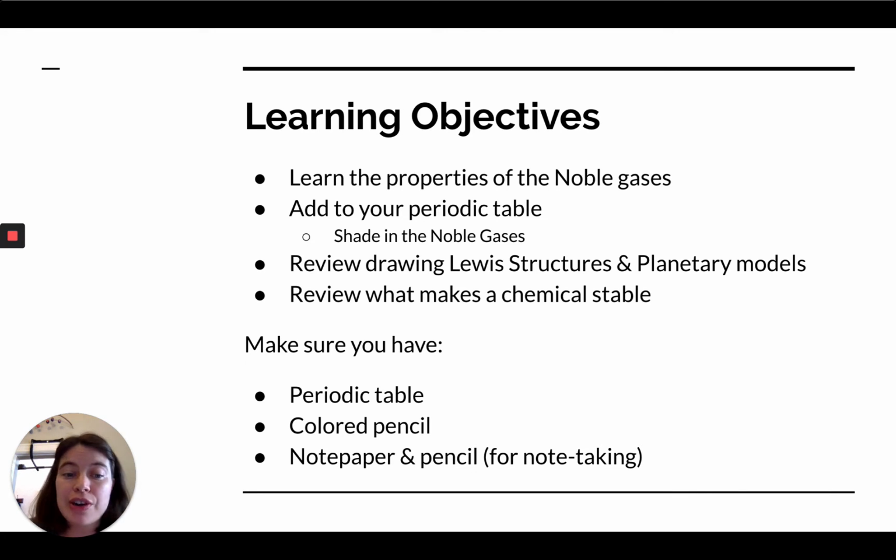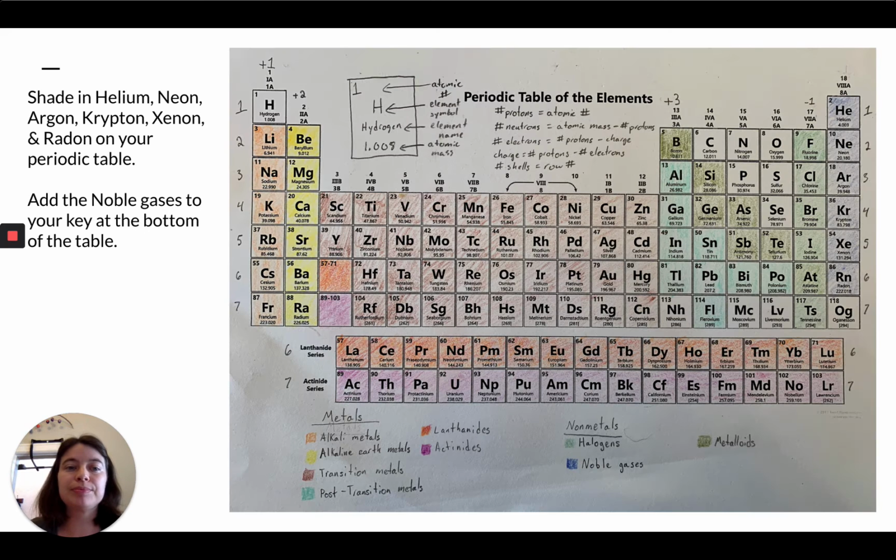So before you get started, make sure that you have a periodic table, some colored pencils, and a note paper and pencil to take notes with. So, the noble gases is a set of 6 elements officially, and potentially a 7th. It includes helium, neon, argon, krypton, xenon, and radon.